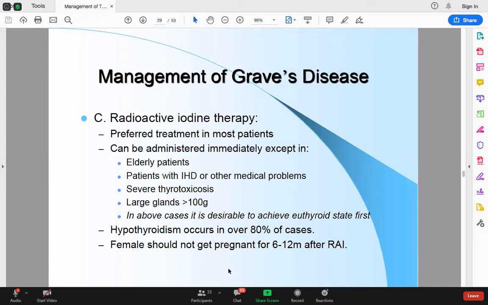It's a one-day kind of intervention, and of course, you will end up having hypothyroidism. Okay, and please don't forget that whenever you take this radioactive iodine therapy, females should avoid getting pregnant for at least 6 months after the radiation, because it's very, very teratogenic.